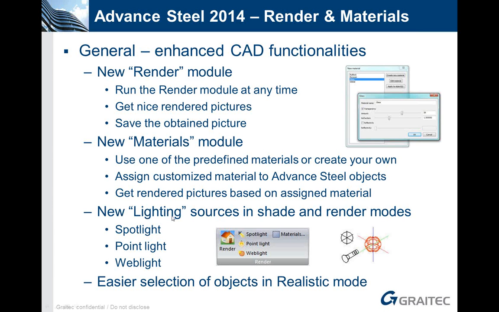We also have some new possibilities for lighting sources. You see some examples here, and you can get an even better render result. We also have an easier selection of objects in realistic mode. That means that when you are working in the realistic visual style, it's much easier to pick the right object when you are using this visual style.